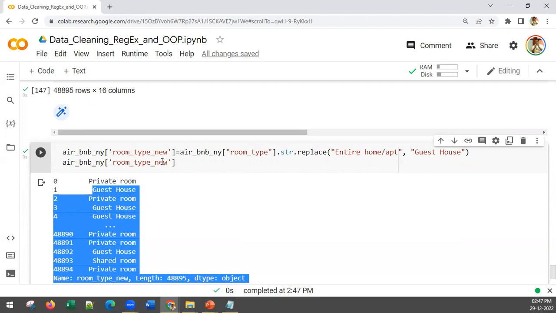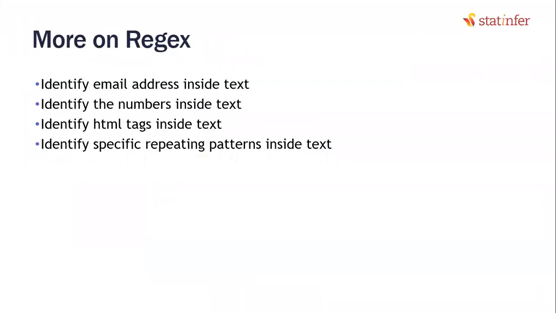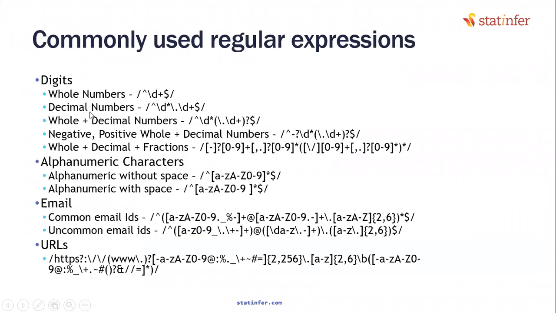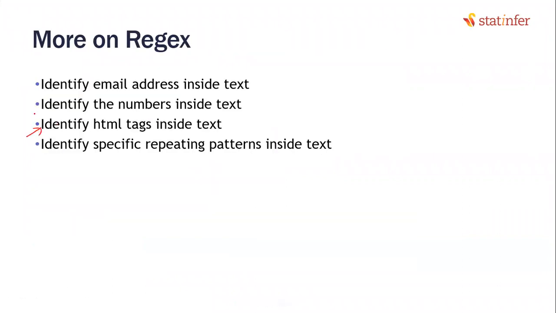Okay. Now that is how you can work with certain patterns. You can find them, you can replace them, you can identify them wherever they are. Apart from this, what if you want to identify an email address within a text? Wherever there is an email address in a large text, how do you identify that? Identify numbers inside a text. Identify HTML tags inside a text, large text that is given. Identify specific repeating patterns inside a text.